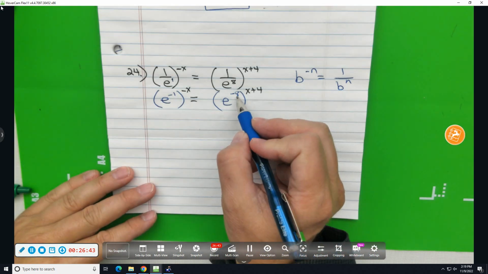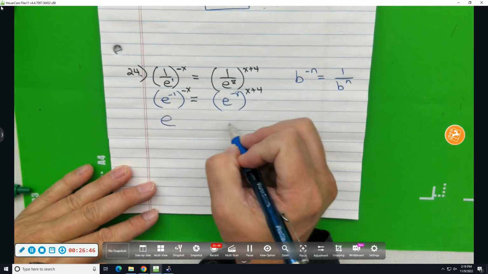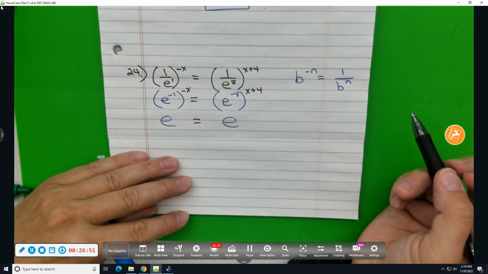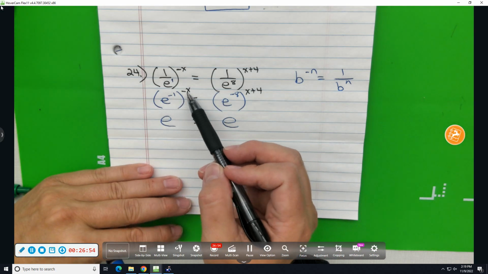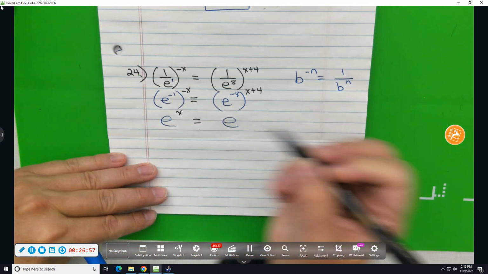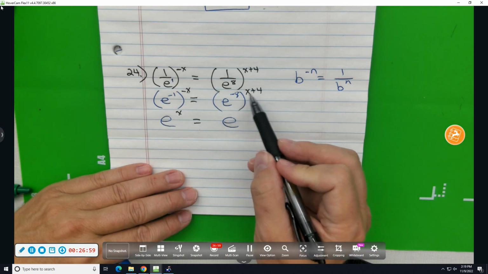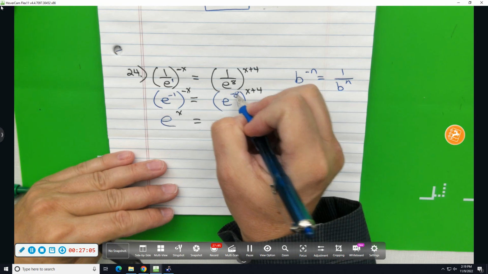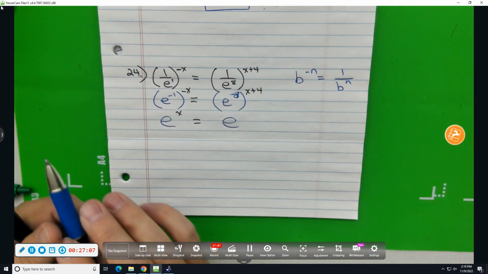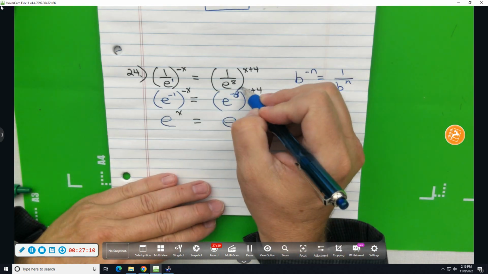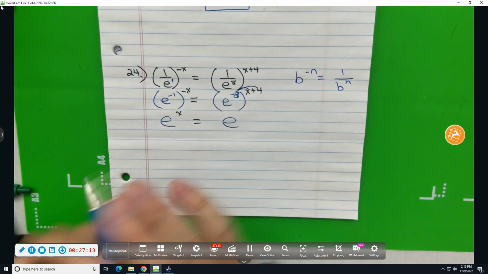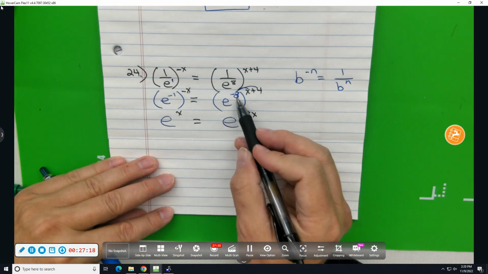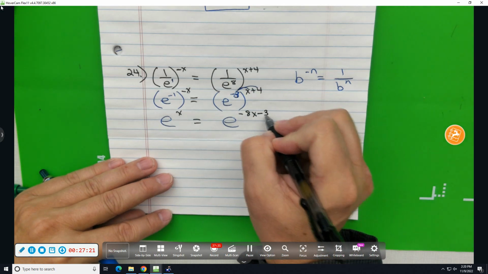And now you have powers raised to powers. So once again, powers raised to powers, you multiply. Negative 1 times negative x gives us a positive x. Multiply the negative 8 times x plus 4. That is a negative 8. So you take negative 8 times x, and negative 8 times positive 4. Negative 8 times x is a negative 8x. Negative 8 times positive 4 is a negative 32.